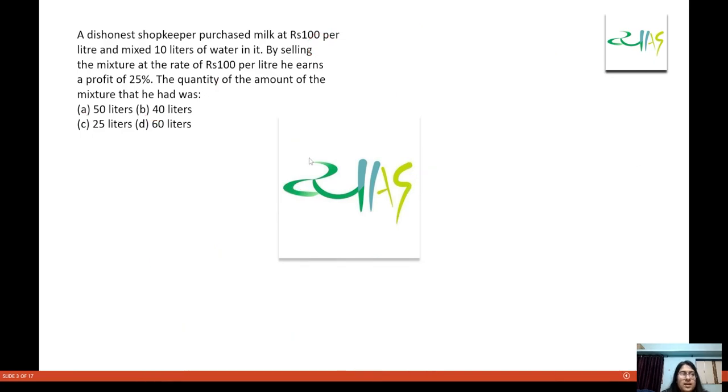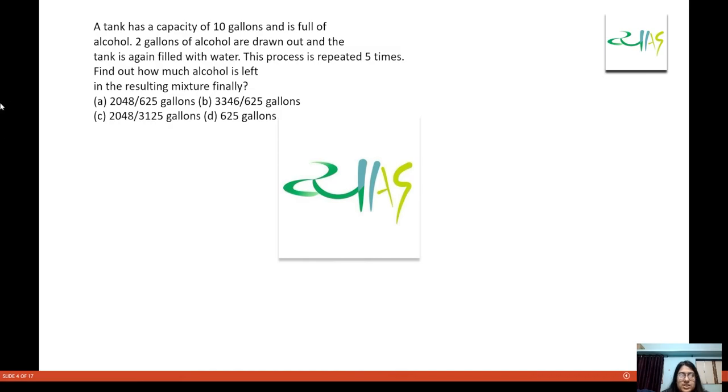Okay, fine. Now we have this question. Now look at this question, what this question is saying. A tank has a capacity of 10 gallons and is full of alcohol. 2 gallons of alcohol are drawn out and the tank is again filled with water. The process is repeated 5 times. Find how much alcohol is left in the resulting mixture finally. Okay. So we have 10 gallons of alcohol.